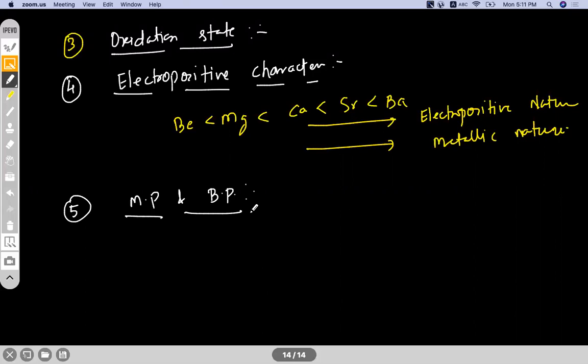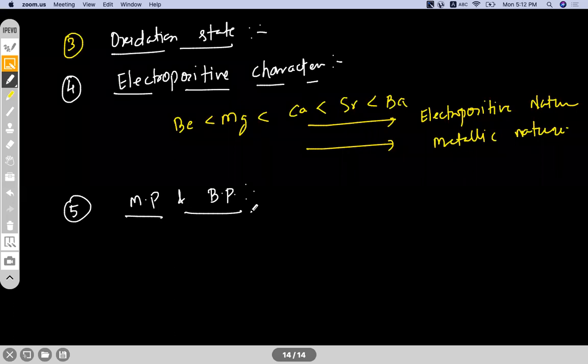Means in general it happens, down the group it decreases, but in case of alkaline earth metals, there is no general trend, okay? The trend is irregular, sometimes decreases, increases and like that. But for alkali metals, down the group the melting point and boiling point decrease, because the metallic bond strength decreases, right? But for group two elements down the group, there is no regular trend in the melting and boiling point. Two, three reasons are there: different size, different structure that they adopt, plus the metallic bond strength.